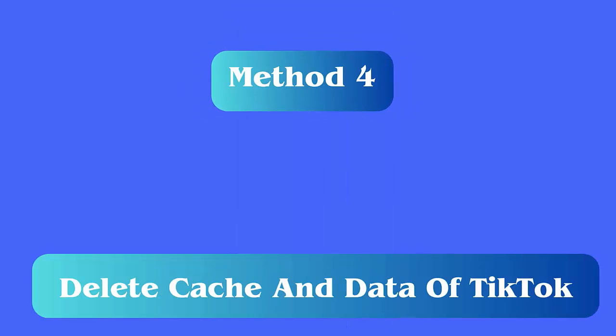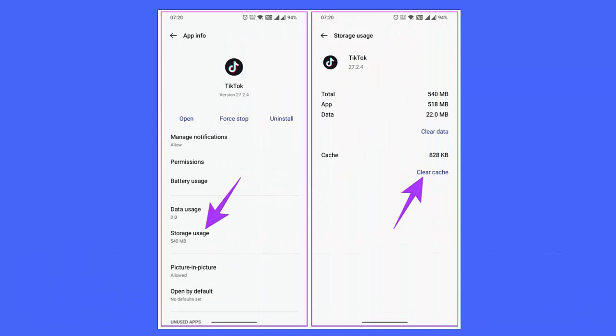Method 4. Delete cache and data of TikTok. Follow the steps. First, open settings on your phone. Now, click on the apps and notifications option. Next, choose the TikTok app from the list. Then, click on storage and cache. Here, click on the clear cache option.